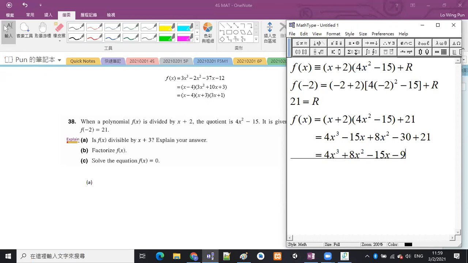But the question asks us whether f(x) is divisible by x plus 3. So we need to check whether f(x) is divisible by x plus 3. So we need to calculate f(-3), to see whether it is equal to 0 or not. If f(-3) is 0, then the remainder is 0, and we say yes, it is divisible. If it is not 0, then we say no, it's not divisible. So it's like this.